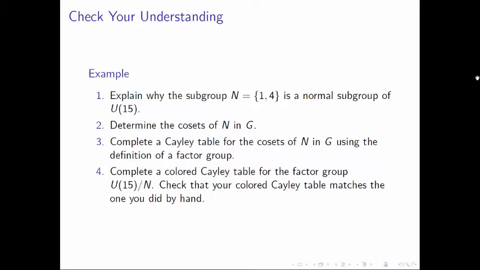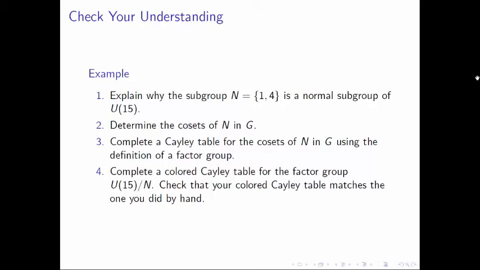Because it's a normal subgroup, let's just determine the cosets, not left or right, just cosets, because they're the same, of N in G. Then, complete a Cayley table on pencil and paper for the cosets of N in G using the definition of the operation in the factor group.